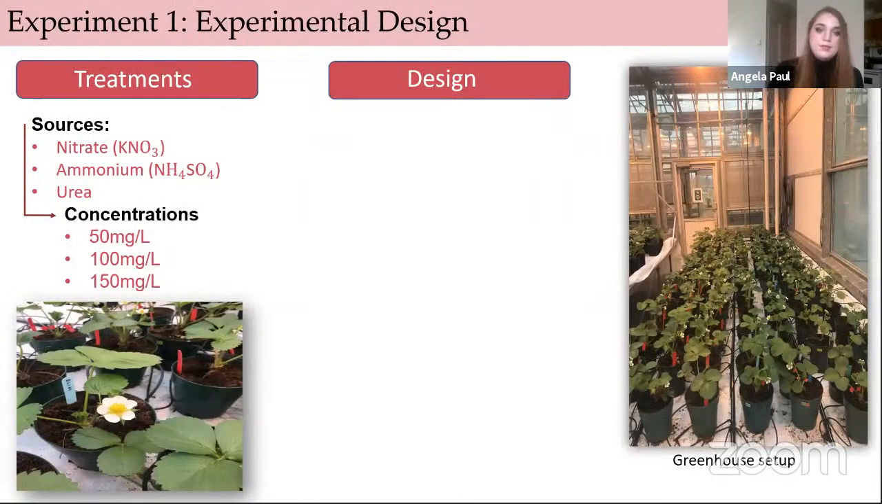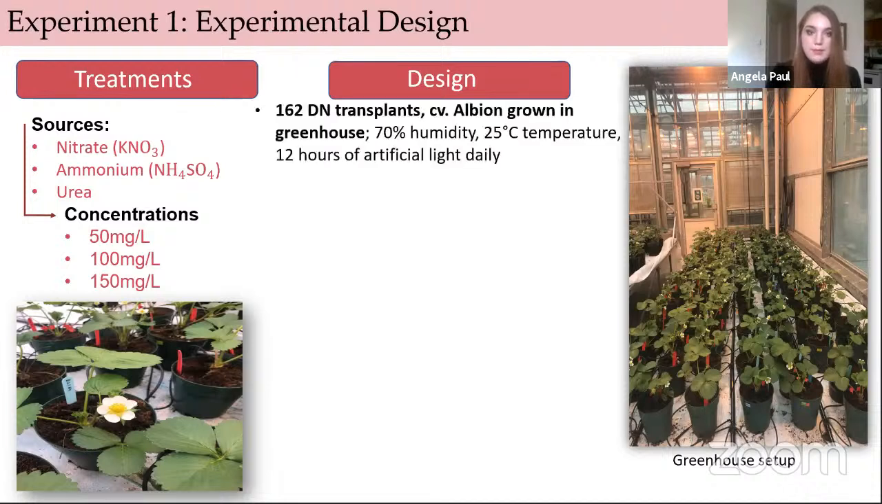Going into my first experimental design, this was in production. For this experiment, I looked at 9 treatment groups. The way I broke it down was into the 3 sources, nitrate, ammonia, and urea, and within each of these sources, I compared 3 different concentrations at 50, 100, and 150 milligrams per liter per plant. Setting this up, I took 162 day-neutral transplants in the cultivar Albion, a day-neutral strawberry that is more suitable for the colder climate of Quebec, and grew them in the greenhouse with 12 hours of light and a constant temperature of about 25 degrees, so this wasn't variable.